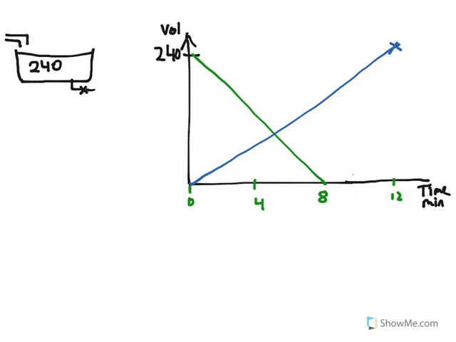Well, it must be the one that starts with 0 water in and then continues for 12 minutes until the bath is full. So the blue line is representing filling the bath, whereas the green line is representing emptying the bath. You're starting at a volume of 240 and you are emptying the bath in 8 minutes. So the questions are, how long time does it take to fill the bath?